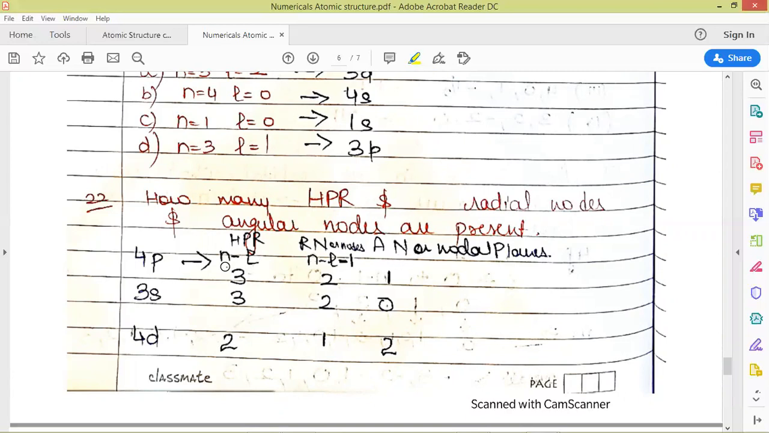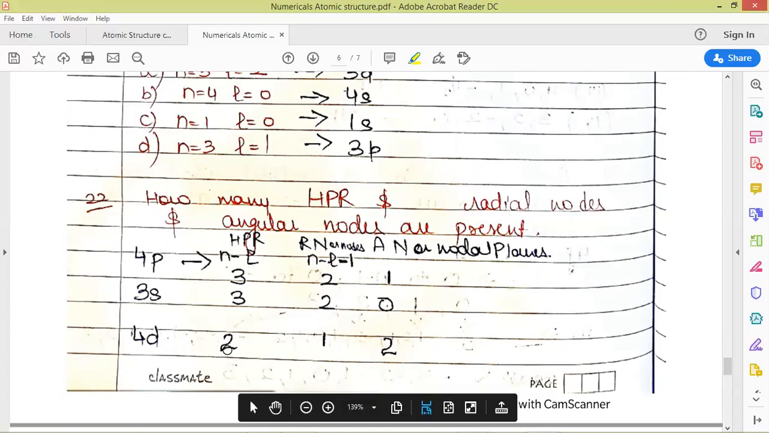So here, n is 4, L is 1. So high probability regions are 3. n minus L minus 1 is 2. And for P, the value of L is 1, so the angular node is going to be 1. For the 3s orbital, there is no angular node. High probability regions are 3 minus 0, that is 3. Radial nodes are 3 minus 0 minus 1, that means 2.